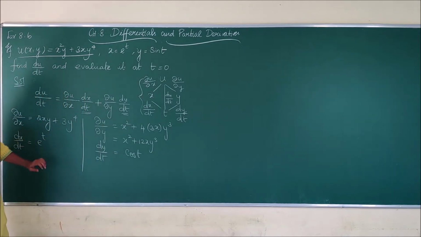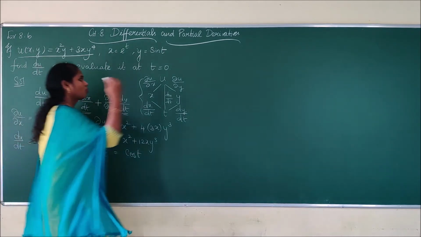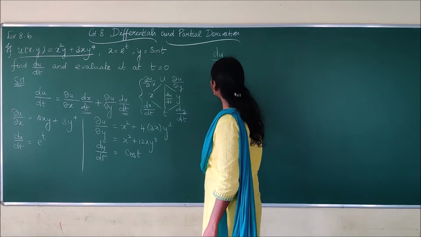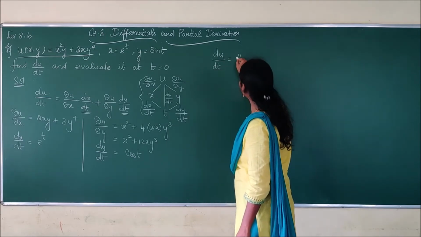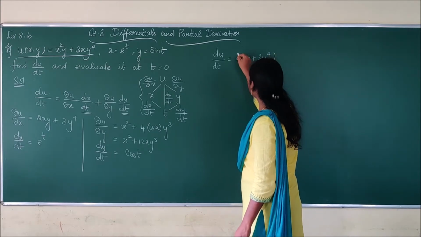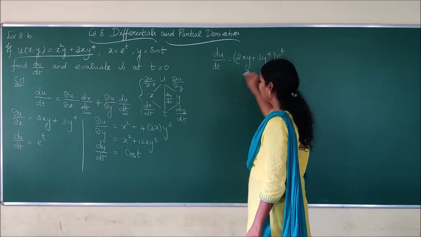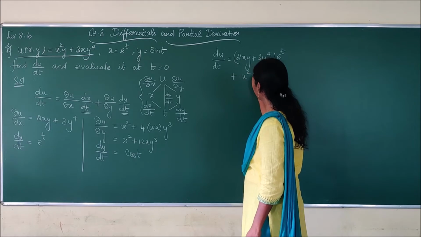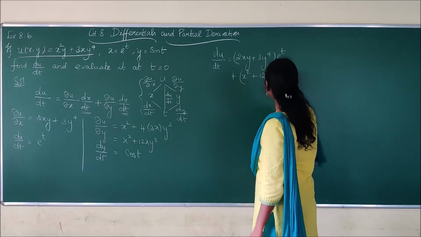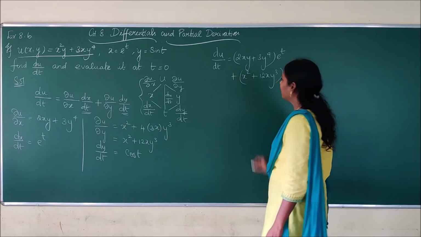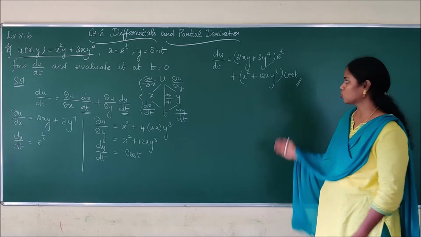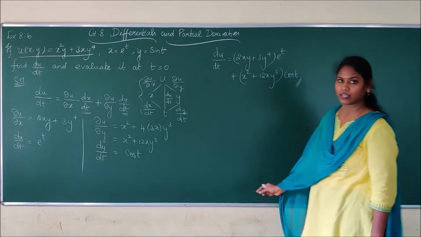Now I am going to substitute these values in this formula. So we will get du by dt is nothing but 2xy plus 3y power 4 into e power t, plus x square plus 12xy cube into cos t. Here there is no other simplification, so we will stop with this result.